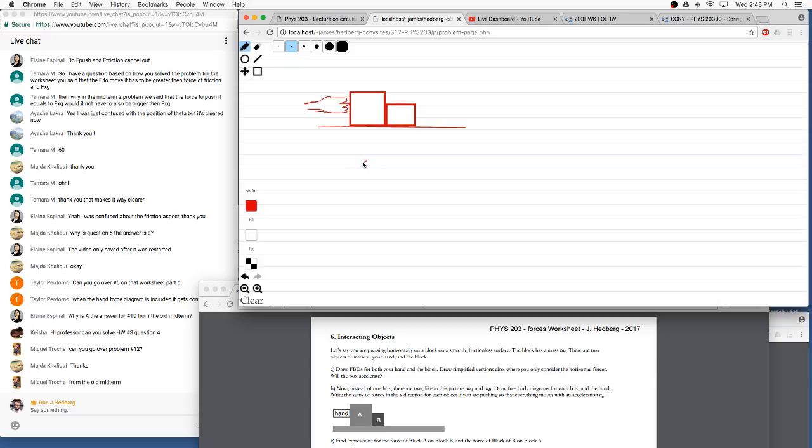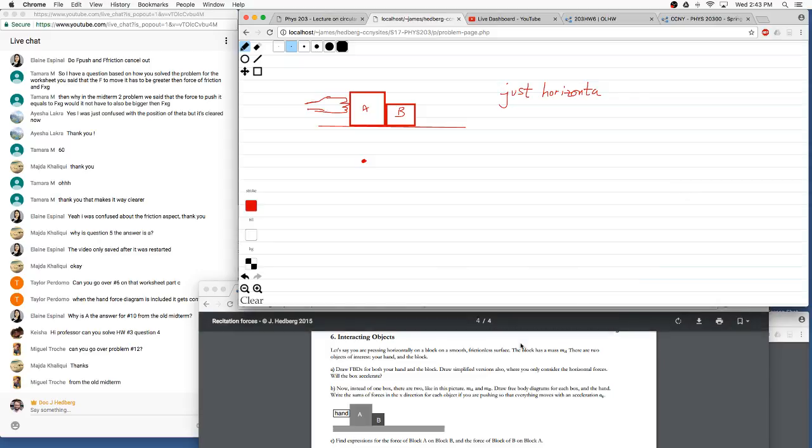Okay, so I'll just draw these free body diagrams for each one. This one's block A, that's block B, and I'm going to forget about vertical forces, just horizontal. There's no vertical stuff happening. So you see how I say I draw simplified versions also, where you only consider the horizontal forces. That will just make things a little bit easier. So there's two things acting on box A in the horizontal direction.